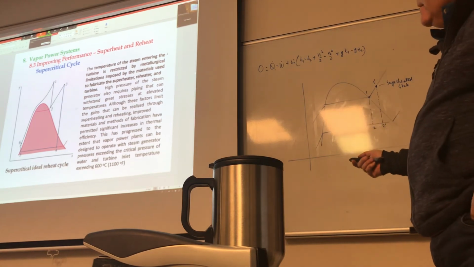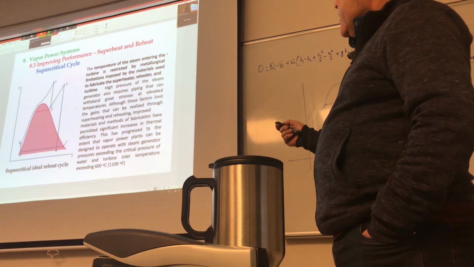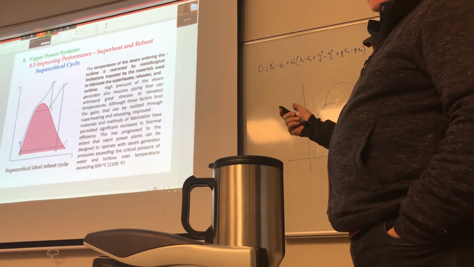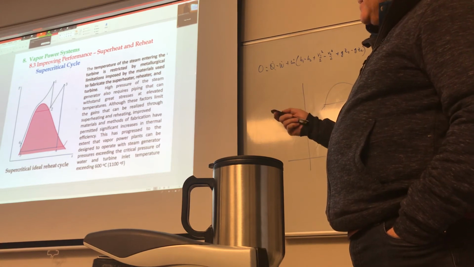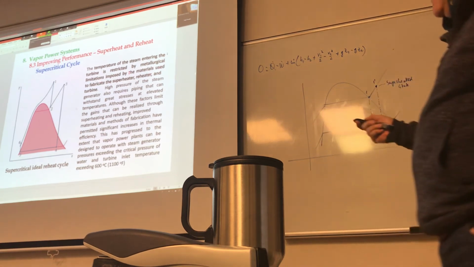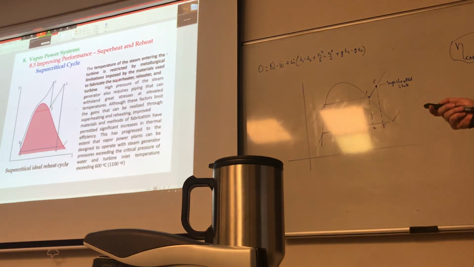Supercritical cycle. Again, the temperature of the steam entering the turbine, obviously remember TH needs to be as high as possible, but the steam entering the turbine is restricted by metallurgical limitations imposed by the material used to fabricate the superheater and reheater. I mean, you cannot just put in any temperature that you want. It has to be sustained. High pressure of the steam generator also requires piping that can withstand high stresses at elevated temperatures because you have thermal stresses that get developed.